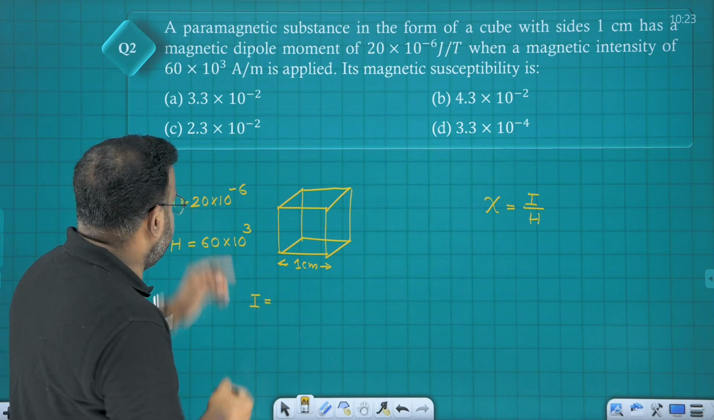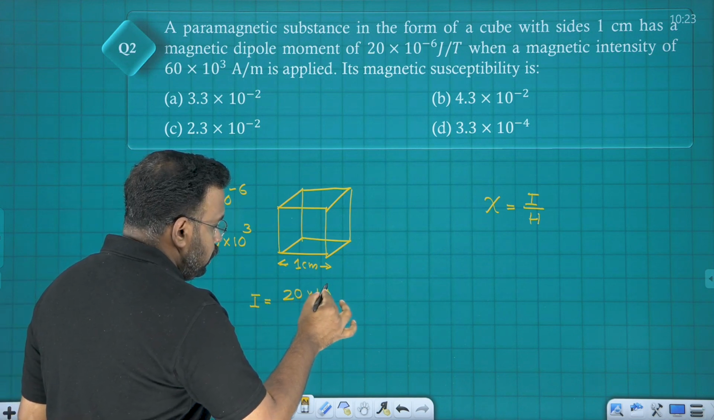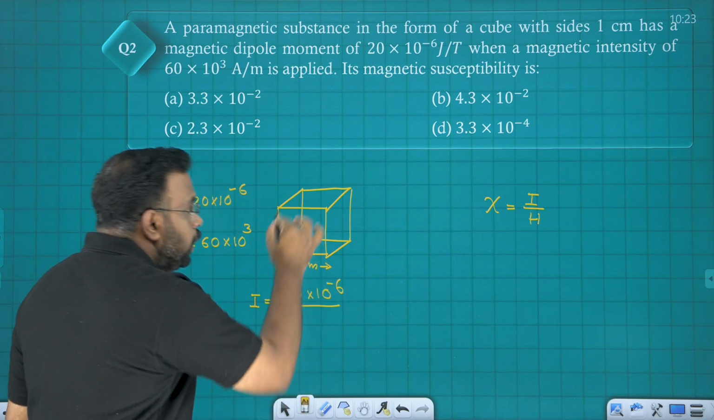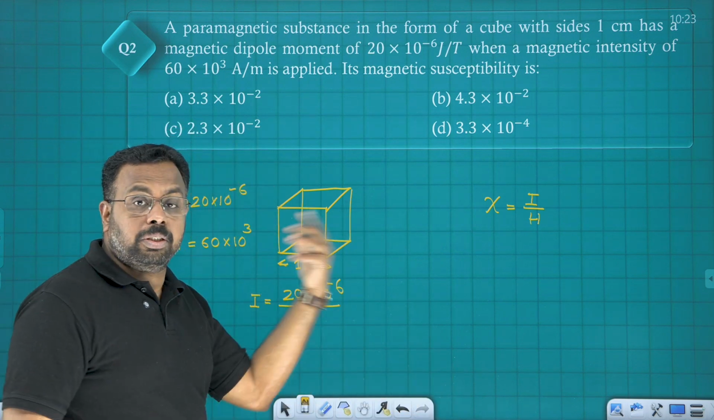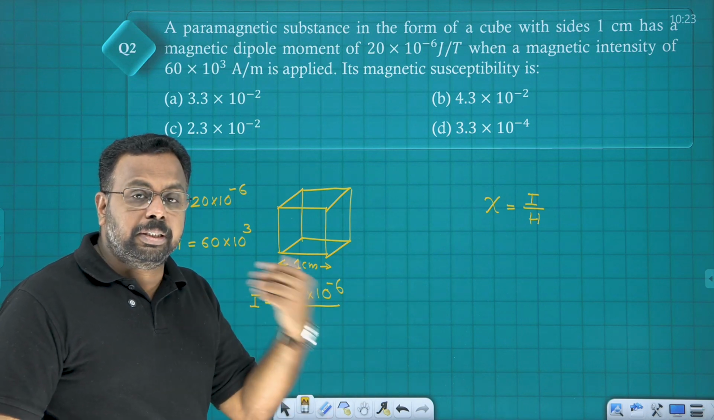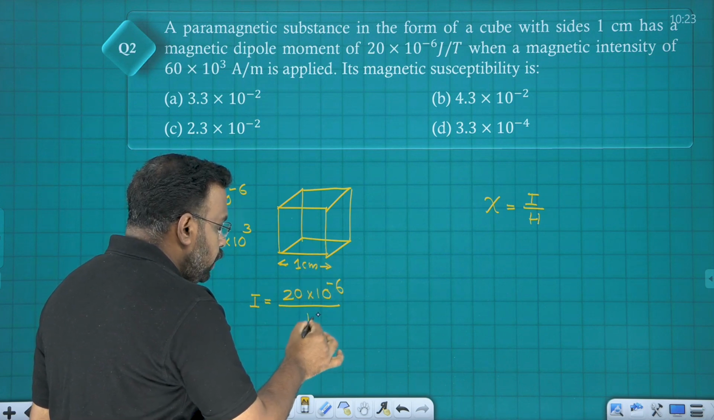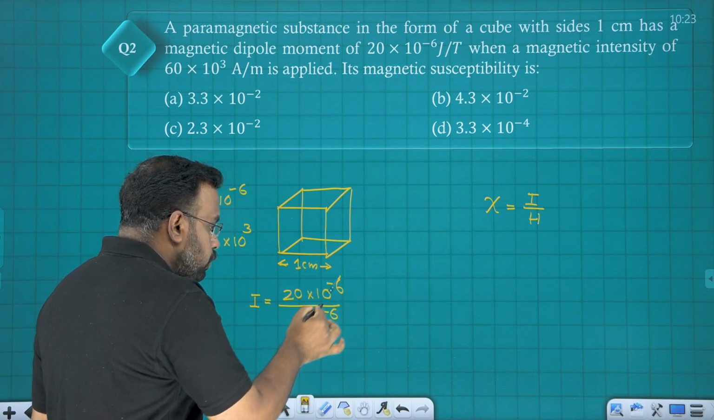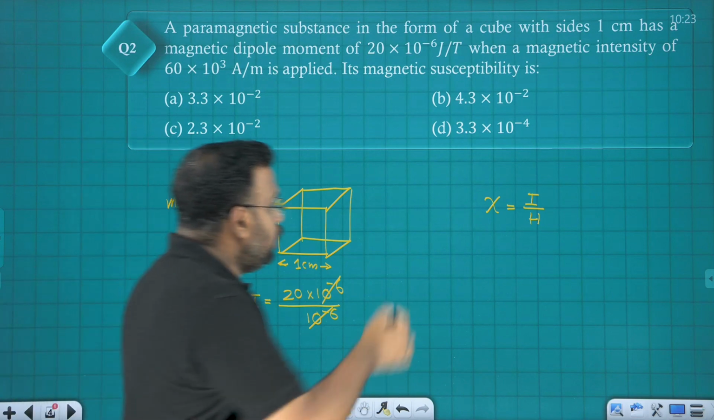So what is the dipole moment? 20 into 10 to the power minus 6. Volume. It's a cube. What is the side? Side is 1 centimeter. So volume will be 1 centimeter cubed. To convert into meter, 1 centimeter is 10 to the power minus 2. Whole cube will become 10 to the power minus 6. So this minus 6 got cancelled. So I value is equal to 20.